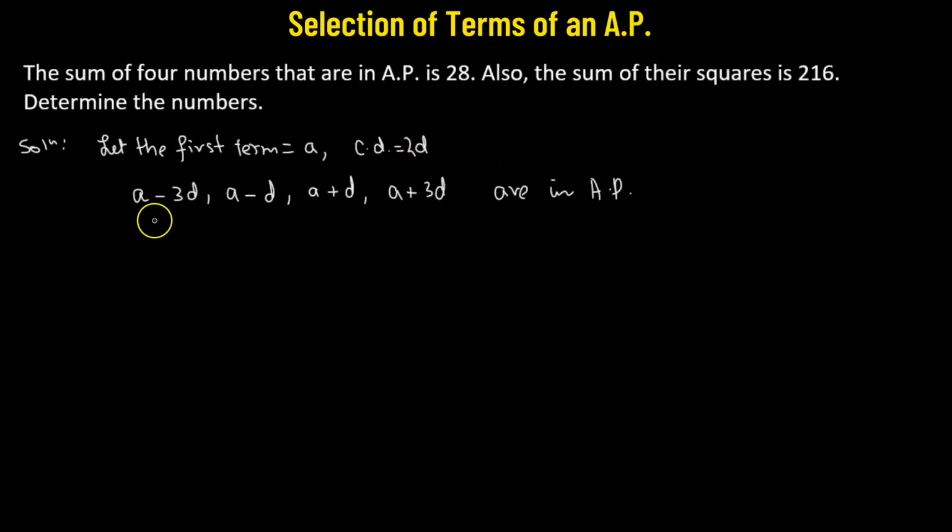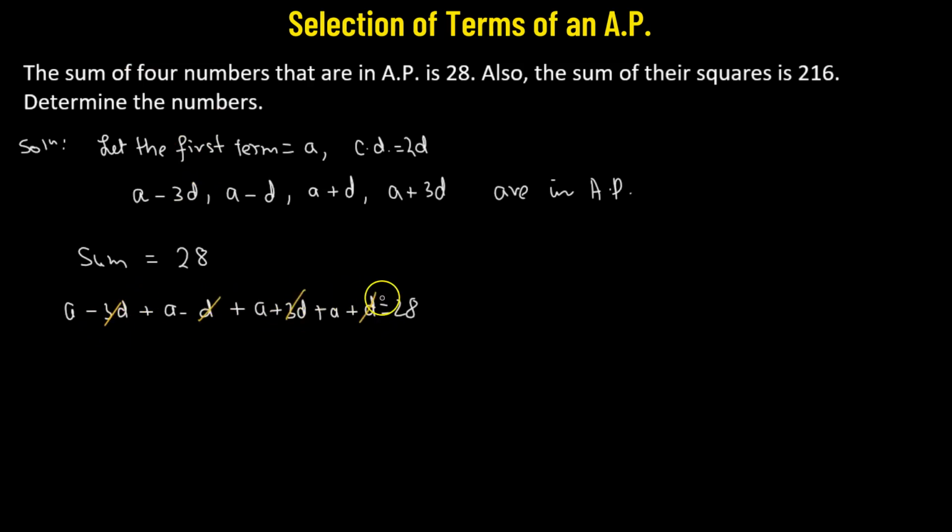There is a reason why I have chosen the numbers in this particular fashion, because it's given that the sum of these four numbers is equal to 28. Now when we find the sum, we have A minus 3D plus A minus D plus A plus 3D plus A plus D, equal to 28. Here we observe that negative 3D, negative D, positive 3D and positive D, all the D terms get cancelled out, and that leaves us with only A. So we have 4A equals 28, or A equals 28 over 4, so that's 7.